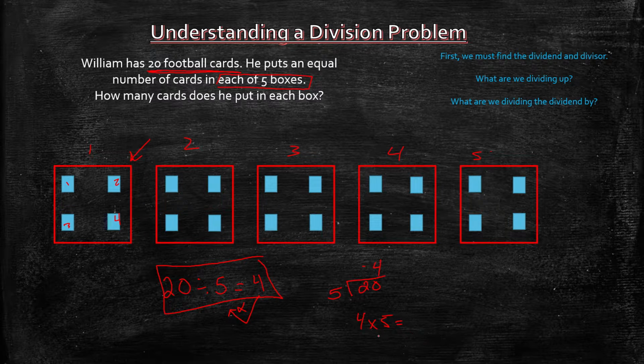what is your answer? 20. Okay, that is the way to check your answer. You go backwards. Once you get your answer, you multiply it by your divisor. Okay.